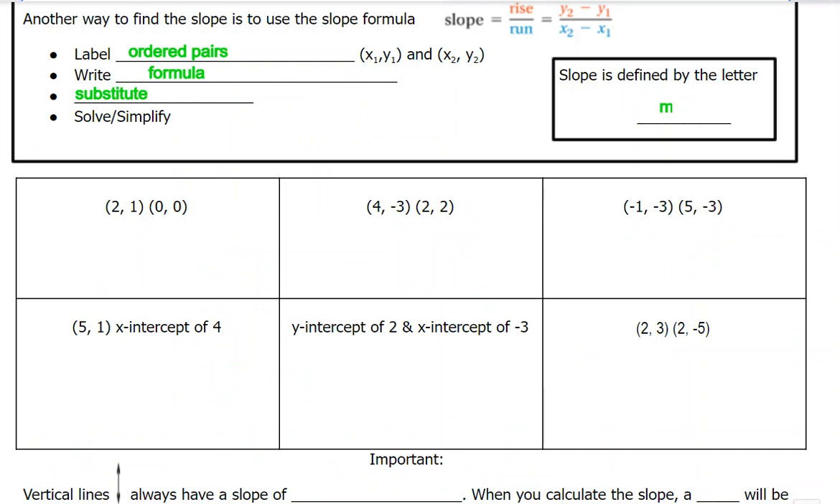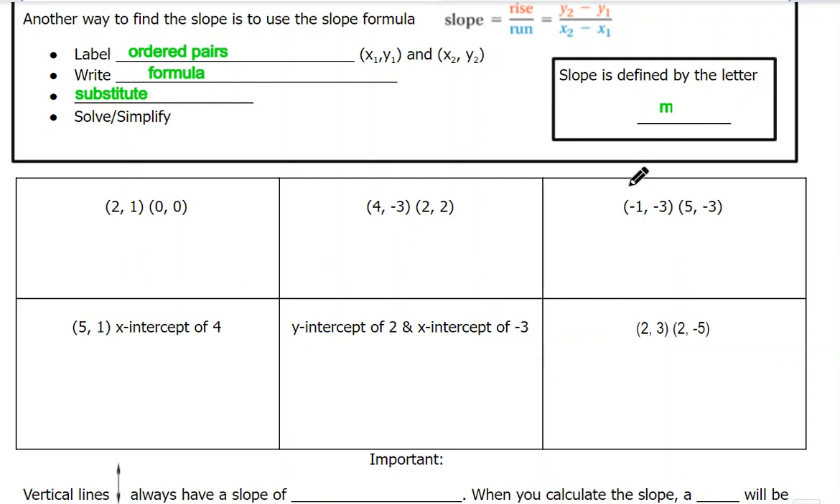All right, so another way we can deal with slope is with ordered pairs. When dealing with ordered pairs, we do it the same way we did with a table. We use the same formula, y2 minus y1 over x2 minus x1. So the first thing we want to do is label the ordered pairs, then write the formula, then substitute, and then solve. Okay, so let's do one together. Let's do this top right one.